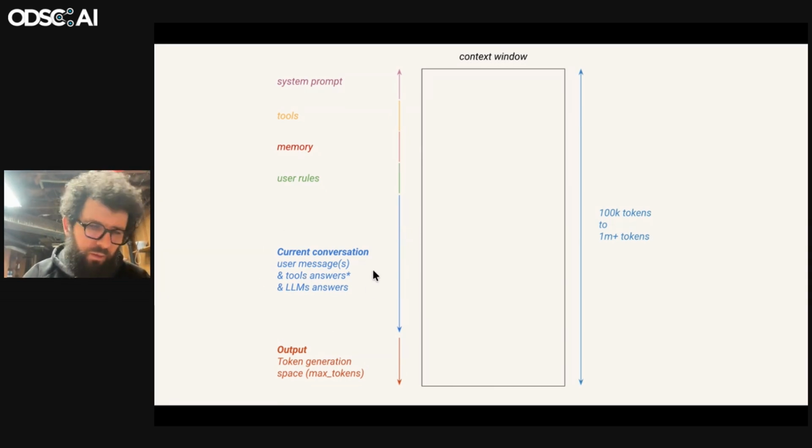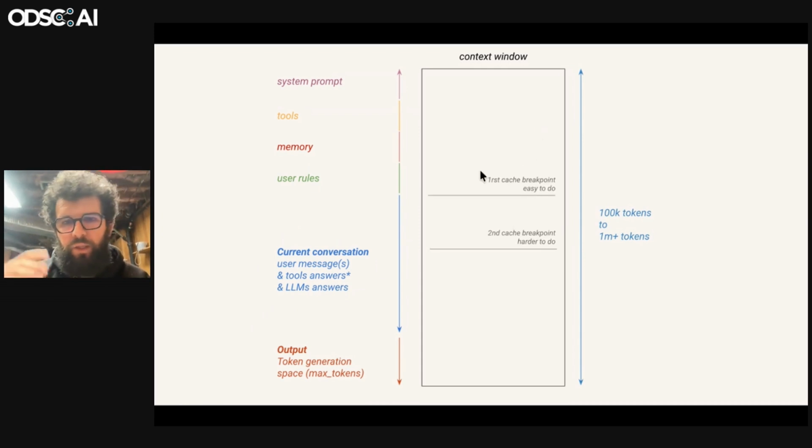And here, this is super important. This is where you have a lot of management to do. And then you have to keep space for the token generation. There is something you have to keep in mind, which is that you can cache the context window. The first cache breakpoint, which is all this, is going to be easy to do, whereas the second one, on the current conversation, might be hard to manage depending on how you structure your context.